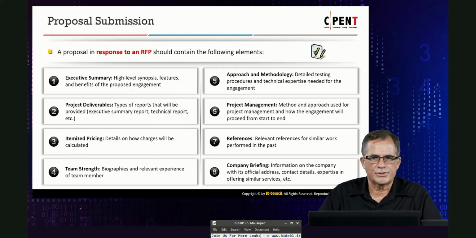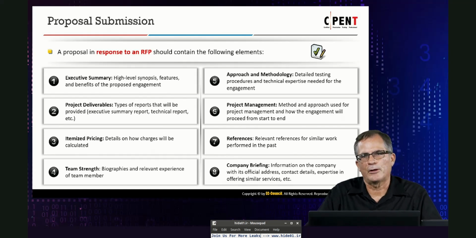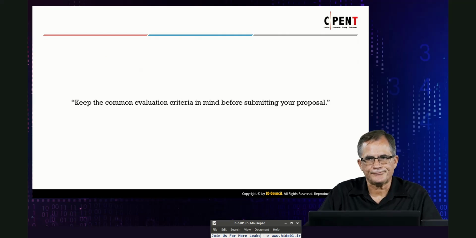So when you look at the components, of course, we have the executive summary. That's your synopsis, your high-level overview of what's going on with the engagement. Your deliverables: what are you going to provide the client when you get done? And then the pricing, details on how your charges are calculated. And then any relevant experience or things you want to call out about your team. And then your approach and methodology. You've got to tell them if you're following a systematic approach. If you're not, they might think you're an ad hoc tester. Then project management, who's going to actually manage the project. And then references, any references you can use and show of your past work. And then finally, a briefing about your company: information on the company, the address, and any types of information you can share about it.